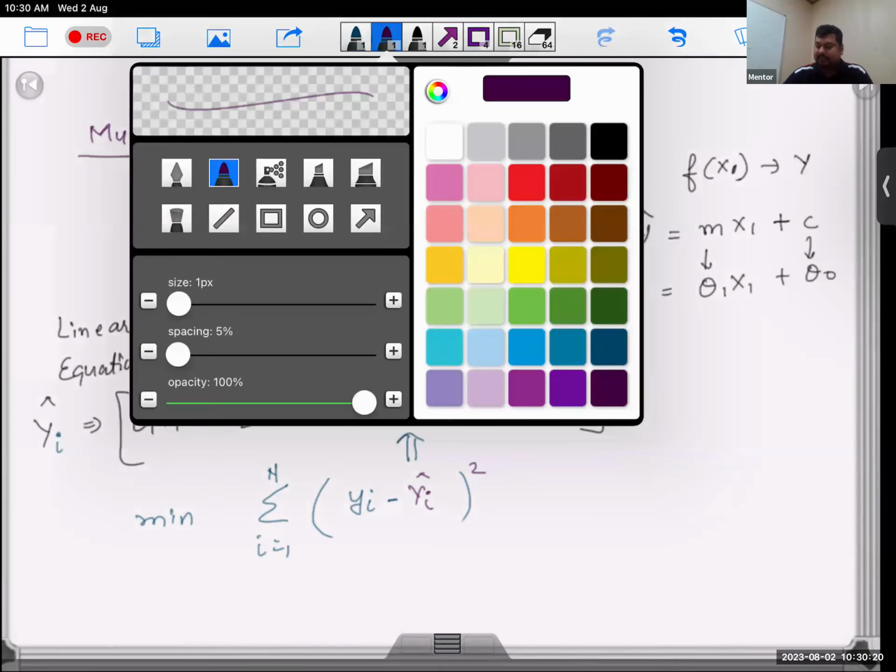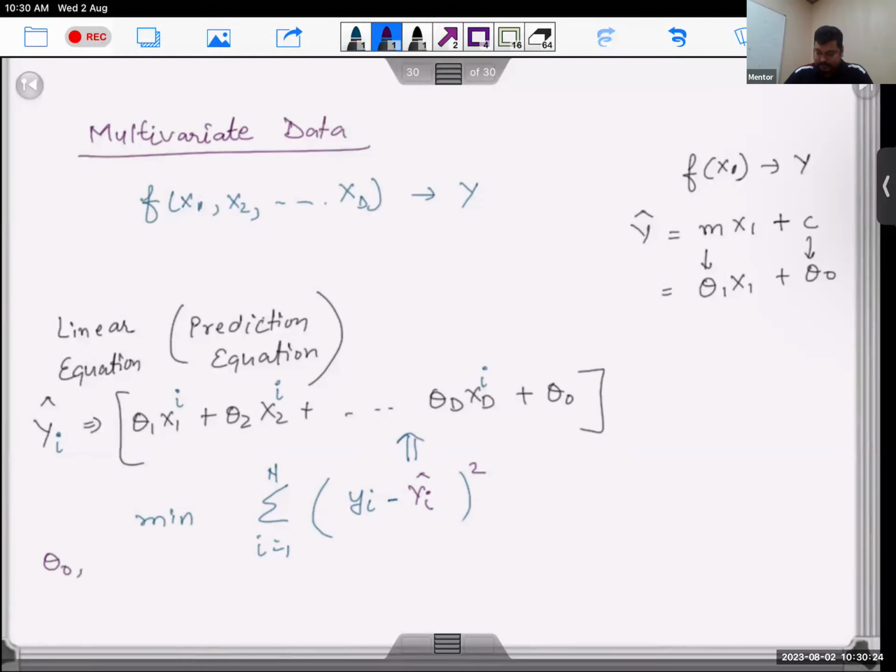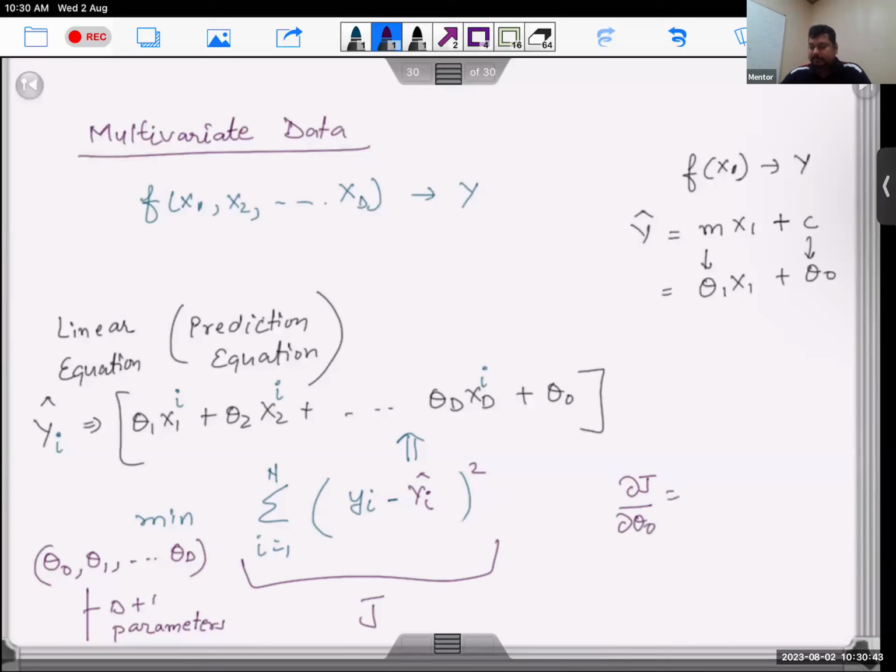How many thetas do we have now? theta1 to thetad, and theta naught: a total of d plus 1 parameters. So for one feature, we have 2 parameters. For d features, we'll have d plus 1 parameters. Don't you think you can repeat the same? If this is the equation J, differentiate with respect to theta naught, theta1, and so on up to thetad.